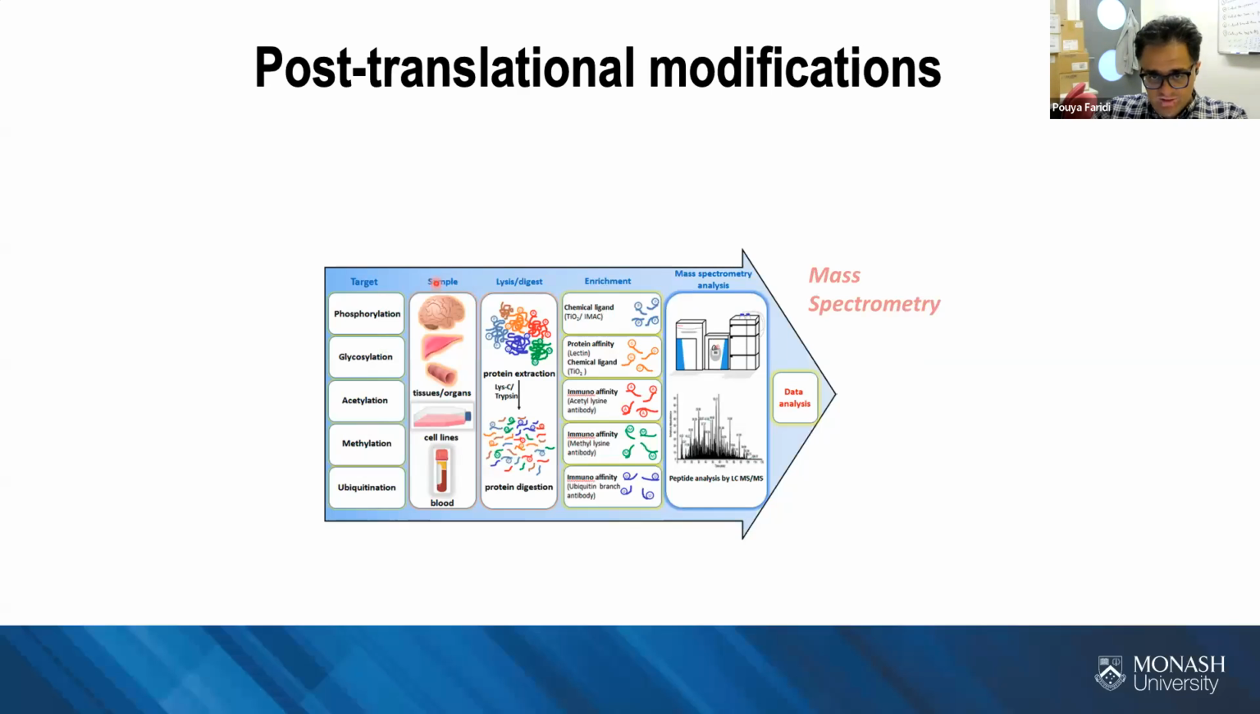So we have different technologies that we can use to enrich our samples to particularly look at these post-translational modifications. We don't have this kind of data in RNA-seq. Then we run samples on the mass spectrometer and do data analysis. And Terry will talk about one of the most well-known post-translational modifications, which is phosphorylation, and how we can do phosphoproteomics and what we can get from that type of analysis.